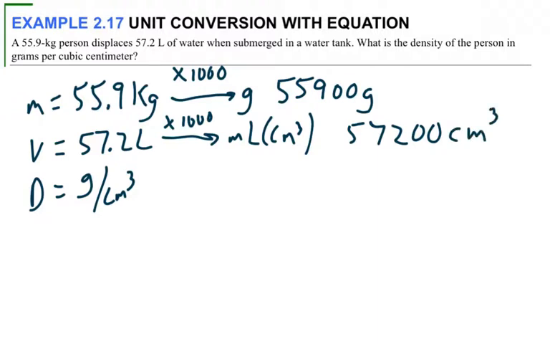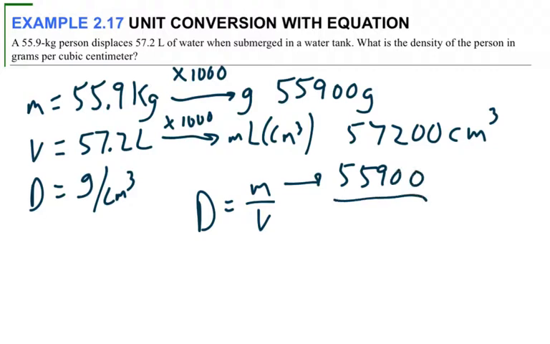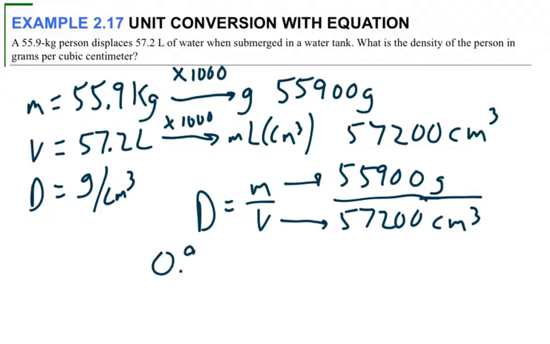So now, all we need to do, and this actually has been very well simplified, we want to find the density, which is the mass over the volume. So the mass is 55900 grams. The volume is 57200 cubic centimeters. And when we divide this, I'm going to write the full answer here. I got 0.977, and then it repeats 2727, and it keeps repeating.